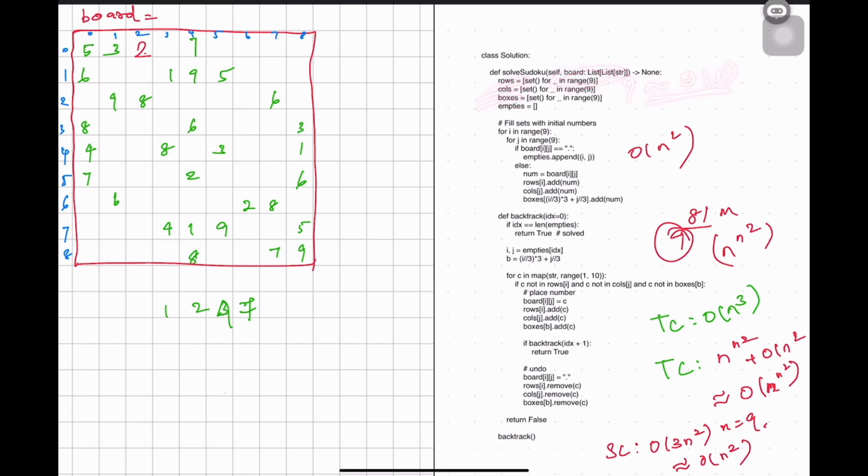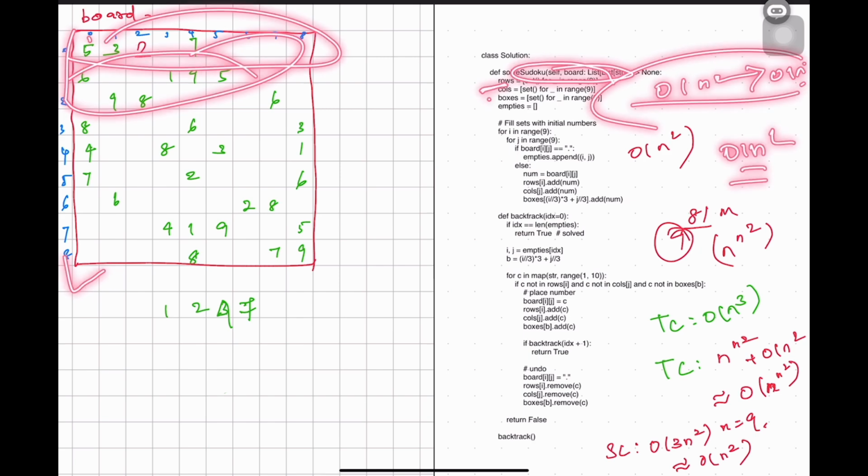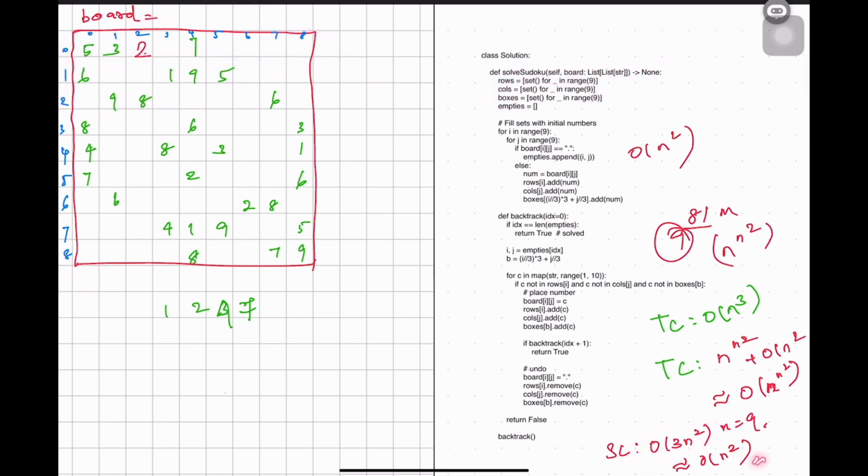So for this you will be storing 9, again order of n. This will again have order of n to the max. So order of n square for each of rows and calls and boxes, which is 3n square. So technically order of n square. So I hope this makes sense.